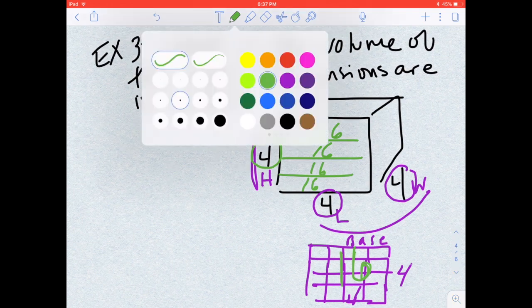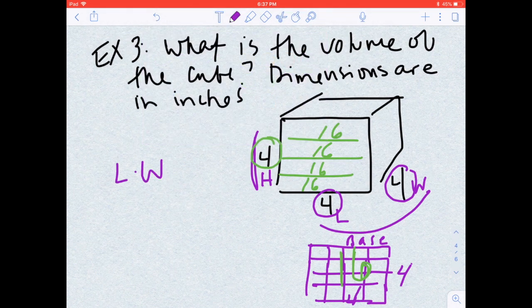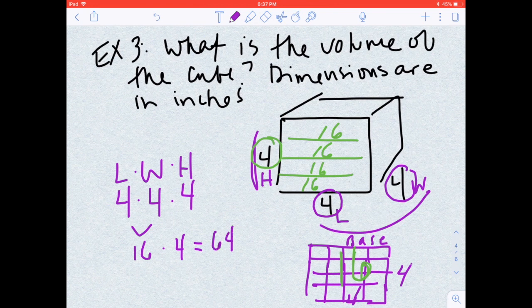Or you can think of it as length times width times height, which is way easier. Length is 4, width is 4, my height is 4. Here's my base, my 16, and there's my 4 rows. 16 times 4 is going to give me 64 cubes. And then the dimensions in the book, it says they're in inches. So 64 inches cubed. Need to have that little 3 there to show me it's the volume.